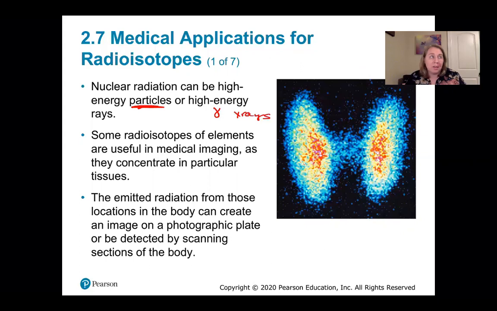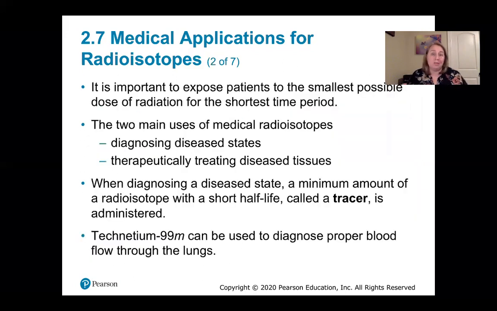and there are some that will go all over the body, and there are some that will be picked up by certain organs, like iodine is going to be picked up by the thyroid. And so you can actually target particular tissues, and you can use it to create an image. So sometimes it's on a photographic plate like x-rays, or sometimes it's detected by scanning the body, and that's pretty much all the other ones, right? So we can use it to detect, and we can also use it to treat.